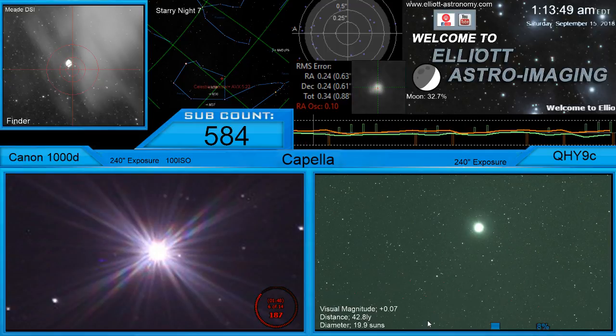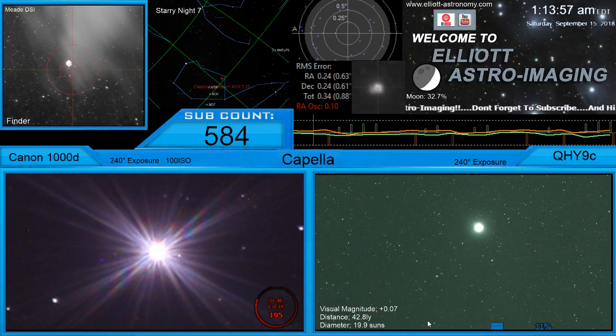I'm yawning. Stop it! No yawning. It sits at about 0 magnitude. It's a naked eye star. You can definitely see it rising, which is really cool.